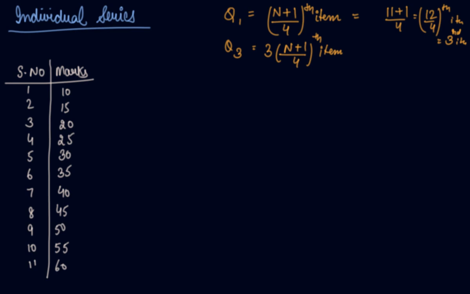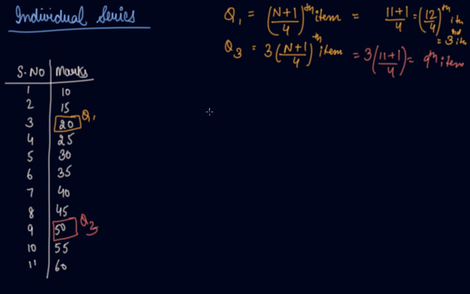So the third item here is 1, 2, 3. The third item here is 20. So this is your quartile 1. Now let's find the quartile 3: 3 into (11 plus 1) divided by 4. This is 3 into 3, that is the 9th item. So the 9th item here is 50.